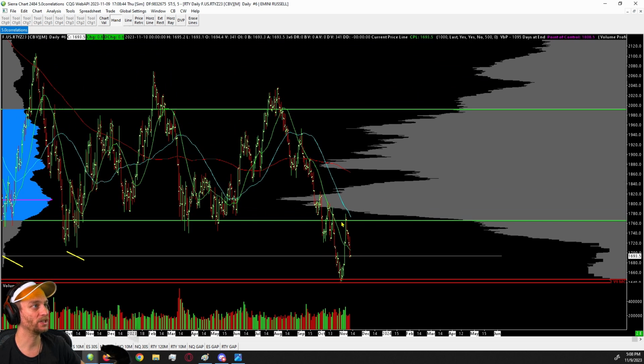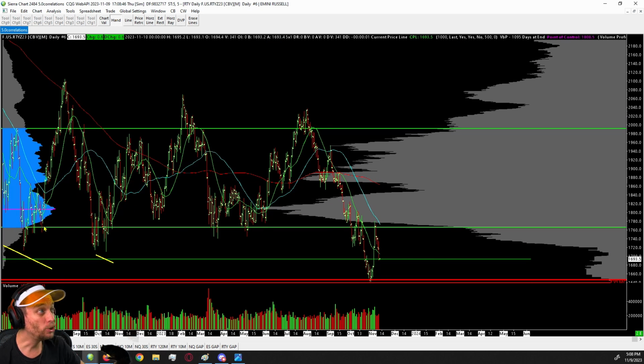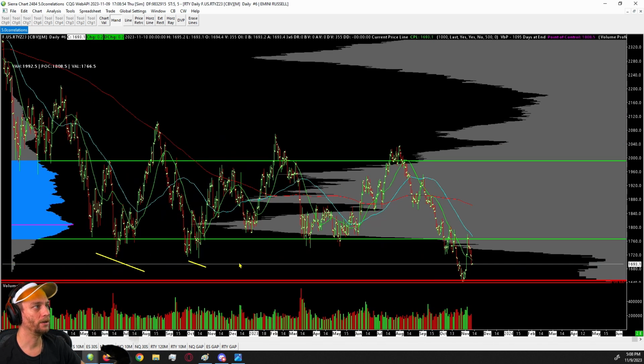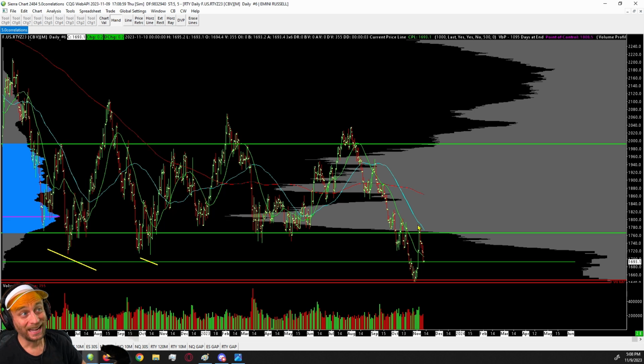However, Russell's now hitting the value area low of a 2-year range. Remember what I showed in those drawings? This market, and by the way, here's some bottom ticks. Here's a bottom tick. By the way, we either go in this and we jam up, or we pivot down there and we pivot that value area low and keep going down.